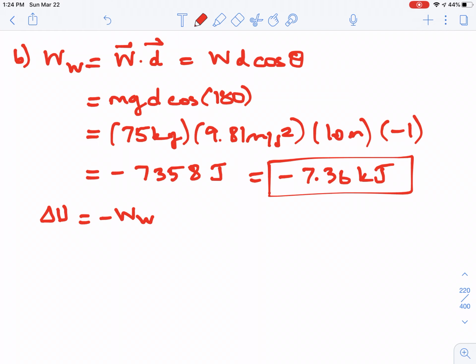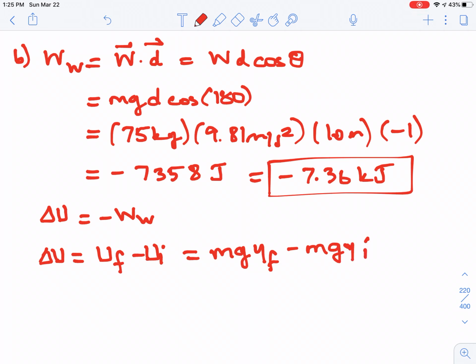So I'm supposed to get delta U as positive 7.36 kilojoules. Let's find out what delta U is. If I had not done the calculations that I showed, I could have just used delta U instead. And I'm proving that they should give you the same thing. What does delta mean? It is final minus initial, right? That's the difference. And what is U? It is the potential energy in the form of mgy final minus mgy initial.